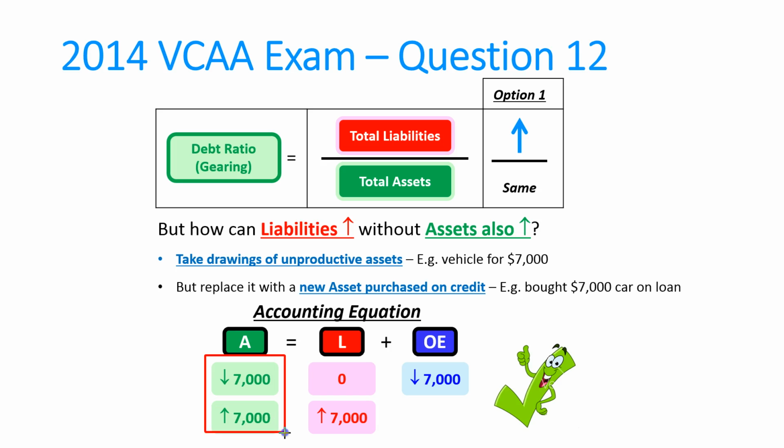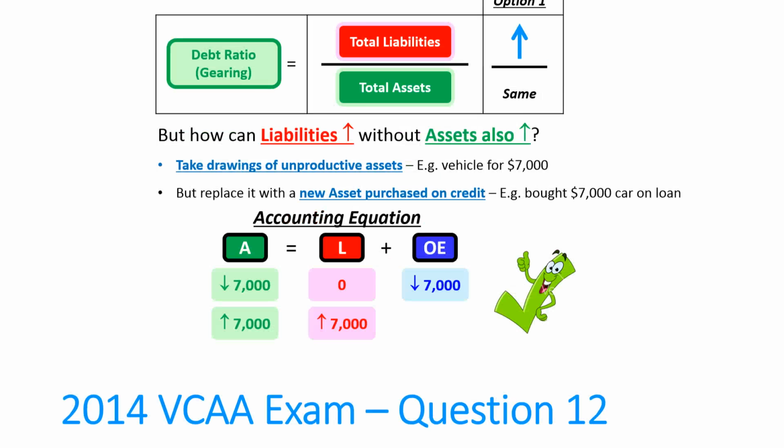Assets have gone up and down by the same amount, so they've stayed the same. Because I've gone and bought or rebought the car on credit or a loan, that's increased liabilities. That's what I'm going to have to talk about. It's a two-step process. Withdraw unproductive assets and then rebuy new ones with credit or debt.